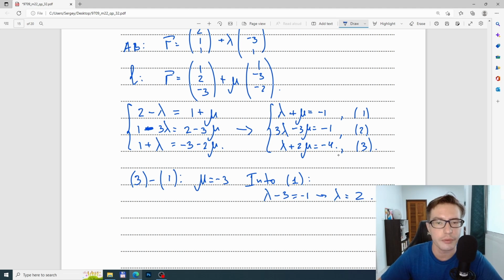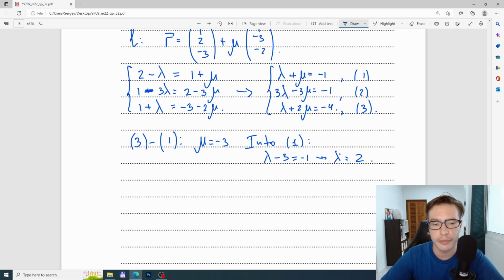Okay, it looks like we found lambda and mu, but the thing is that we had 2 unknown values and 3 equations. Now, what are we supposed to do with those mu and lambda? We need to check that those values satisfy the remaining equation. So I will put them into 2.